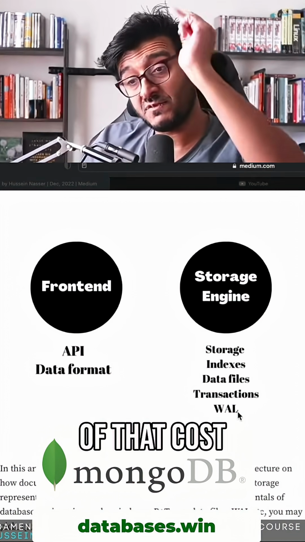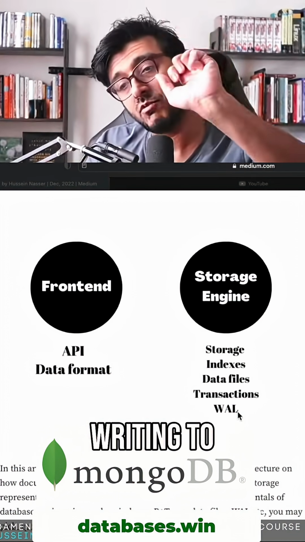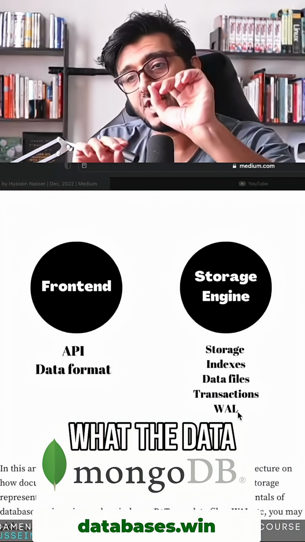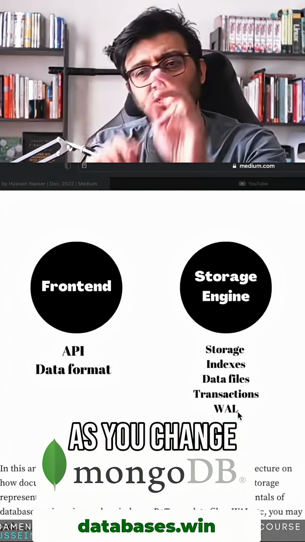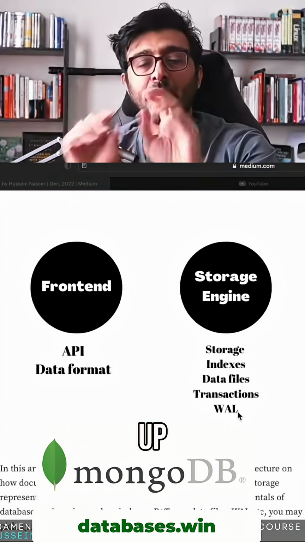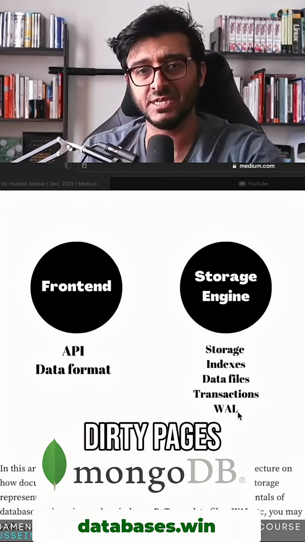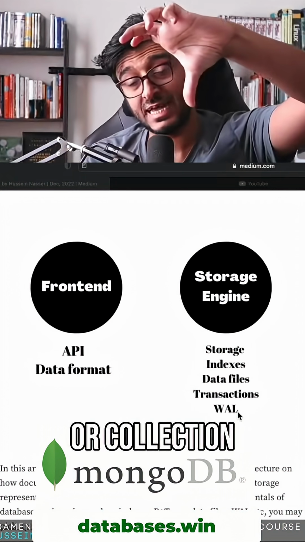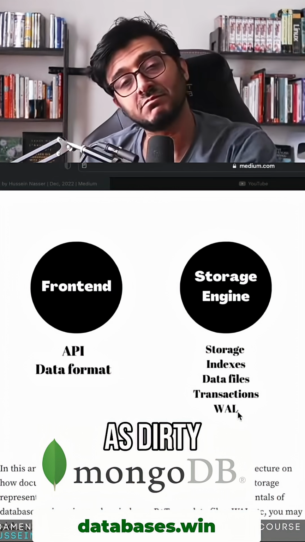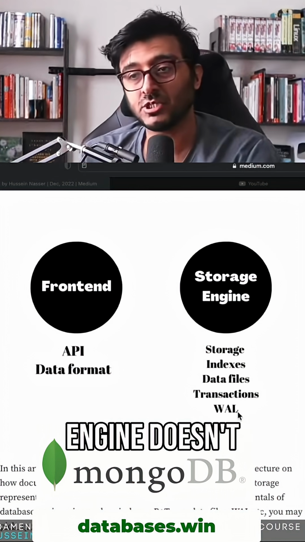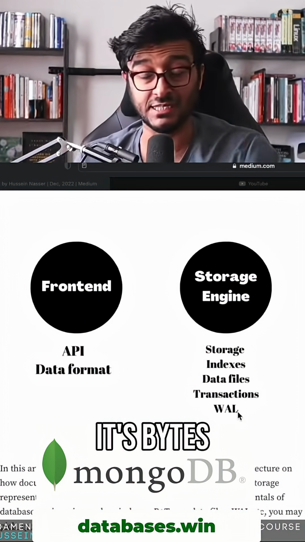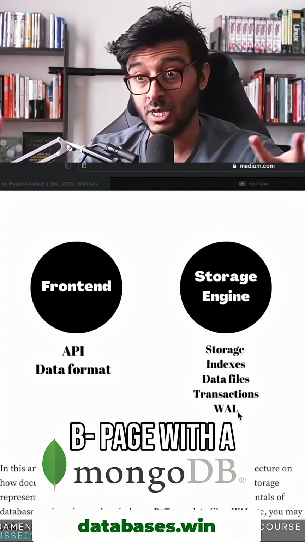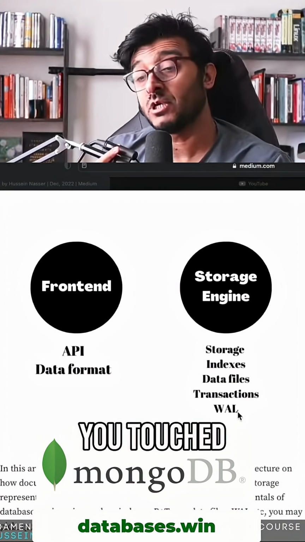And because of that cost, right, of writing to whole data files, what the data storage engine does is, as you change things, all these changes go to RAM. We call them dirty pages. The moment you touch a page where you have a row or collection or document, we just mark it as dirty. And again, the storage engine doesn't know it's a document. It just knows it's bytes. It knows it's a page with a bunch of bytes that you touched, right?